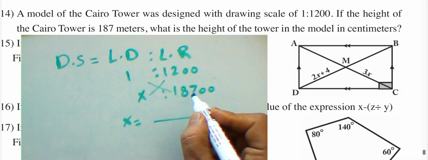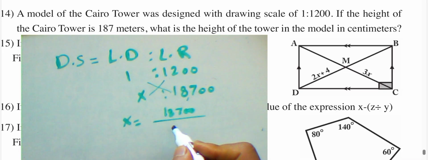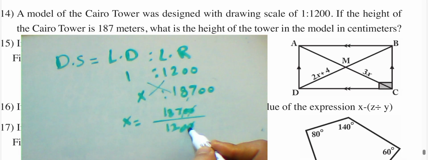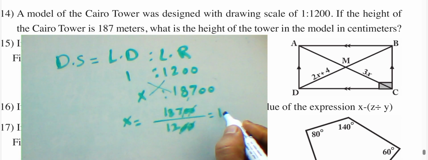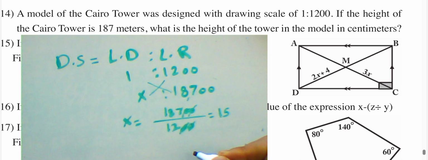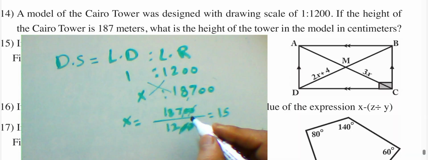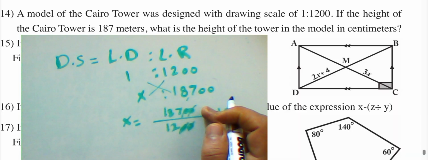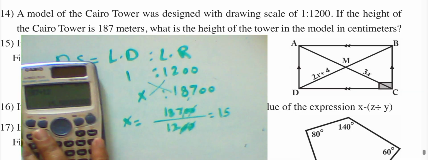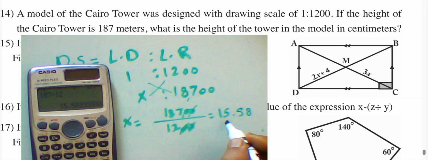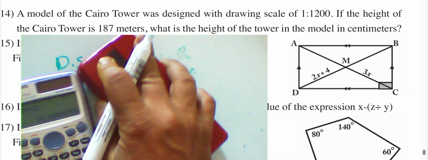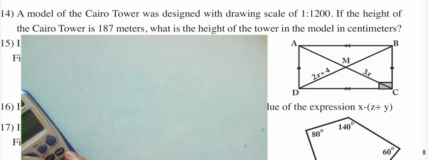Next, x equals 18,700 times 1 divided by 1,200. You can simply divide by 100 in numerator and denominator, and then divide 187 by 12. The result will be 15. Understood, my students? Multiply together, convert from meter to centimeter by multiplying by 100, and then divide using the calculator. I cancel double zero by double zero here. The result will be 15 and a half to the nearest centimeter. See the decimal, okay, my students.